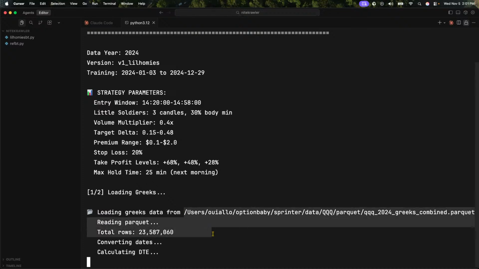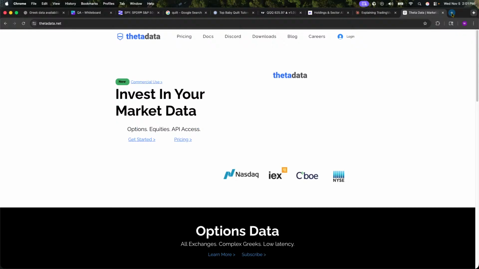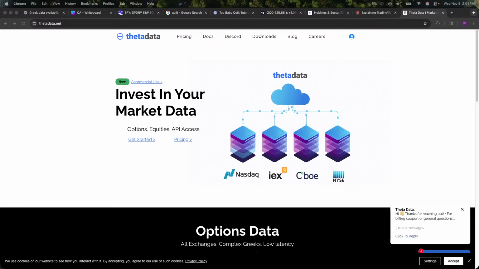And the way that we get our data, and I'm pretty sure I showed this before, but just in case I didn't, we get our data from Theta Data. They are not sponsored. But if you do want to sponsor, what up, though? Because I can't use a break on that, bro. So we get our data from Theta Data.